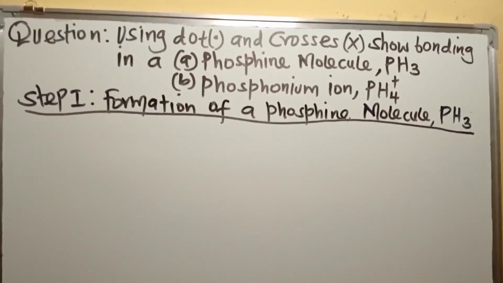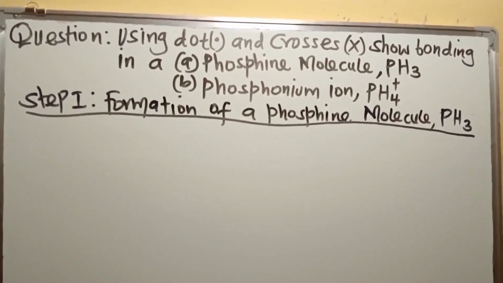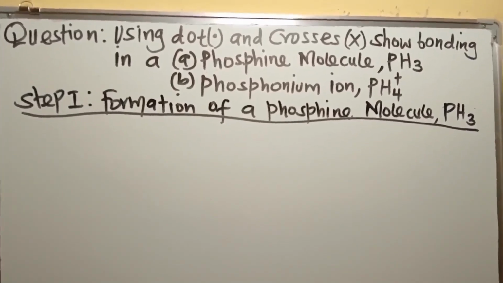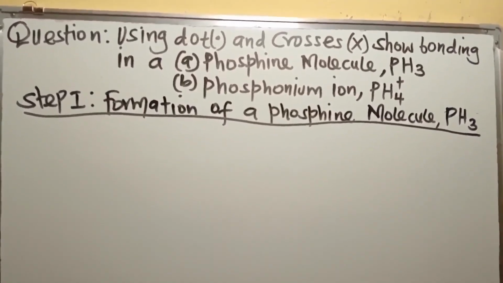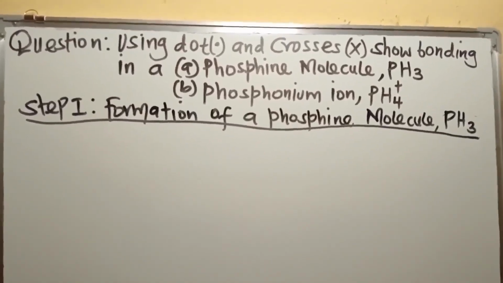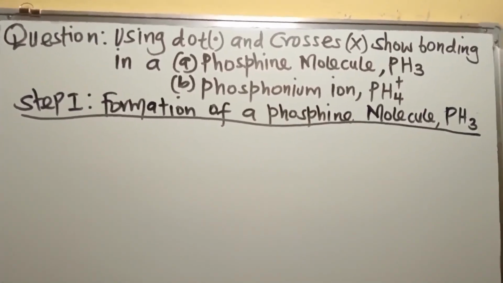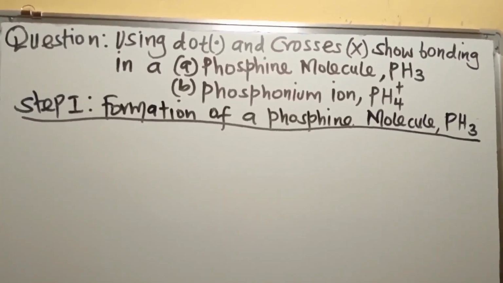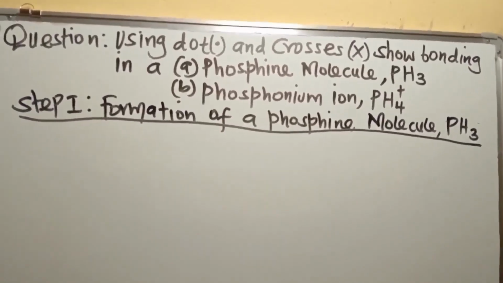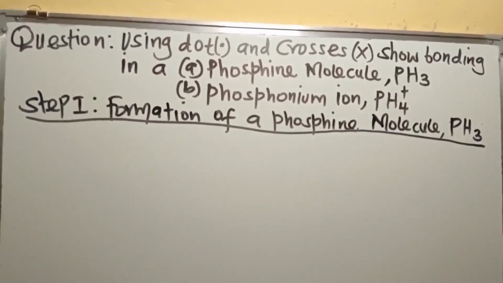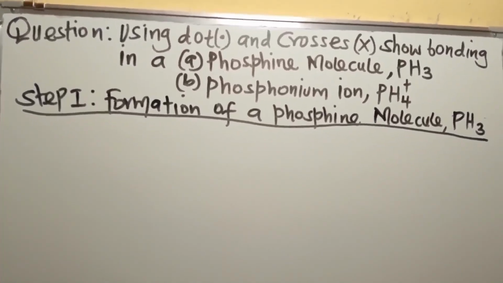To begin with, in the question, we have been told to use the dots and the crosses. When we talk of the crosses, it is just a normal letter X. It is the one that will be representing the crosses. And the reason as to why we talk of using the dots and the crosses is because we are using different elements that will be bonding, and we would want to know which electron is coming from which element. So to avoid some confusion on which electrons are coming from phosphorus and which ones are coming from hydrogen.